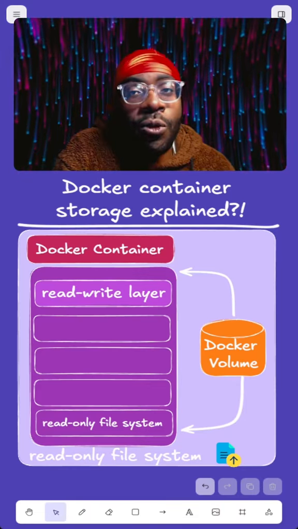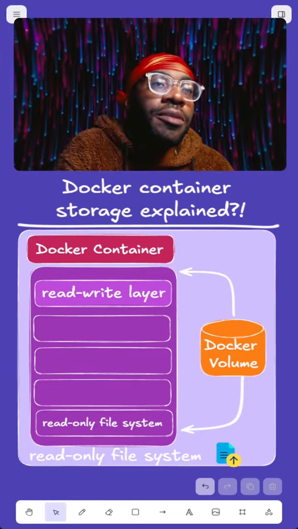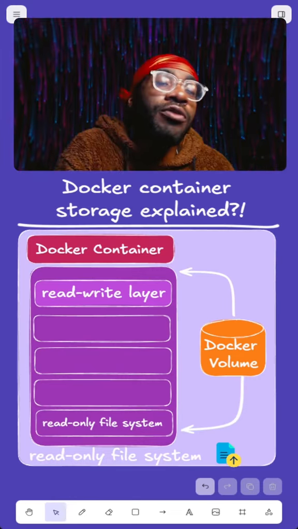We're going to be diving more into Docker storage. Then we're going to be talking about Docker Swarm, and after that, it's Kubernetes time.